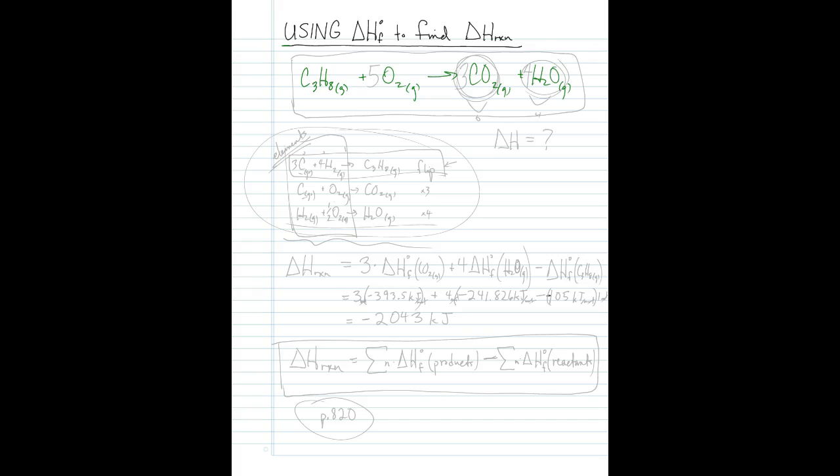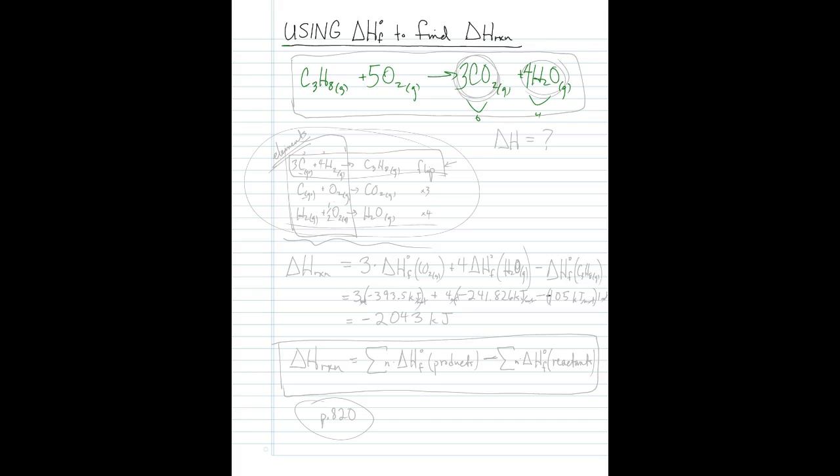And then to balance it, we have 3 carbons, so we need 3 carbons, we have 8 hydrogens, that means we need 8 hydrogens over there. This gives us 6 oxygens plus 4 oxygens, so that's 10 oxygens, so we need a 5 here. All right, now we're balanced.